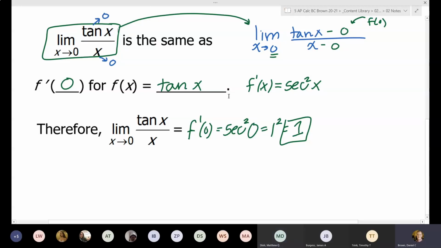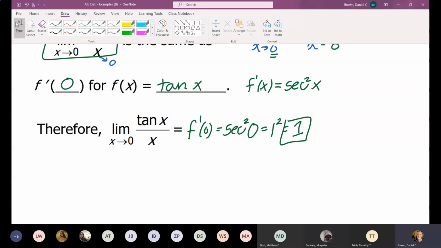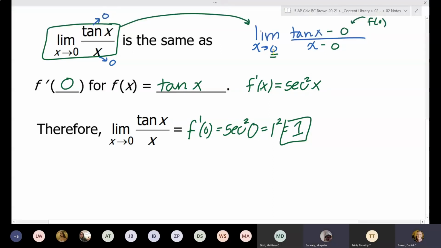Mr. Brown, yes. If there was another number, would you do tan of x minus f of a over x minus a? So you would use that number? Yes, but again, this one we're going to have to do the derivative at 0, and the reason we have to only do it at 0 is because of that portion of the limit.